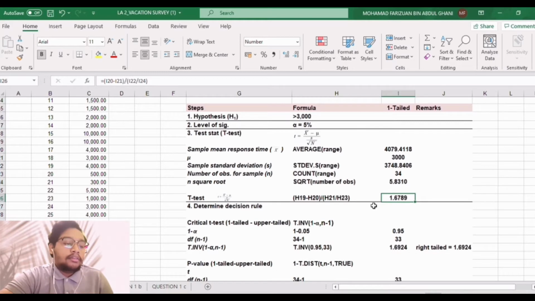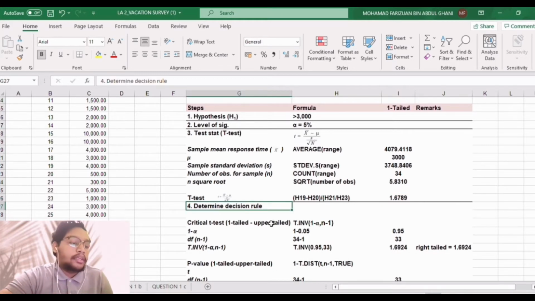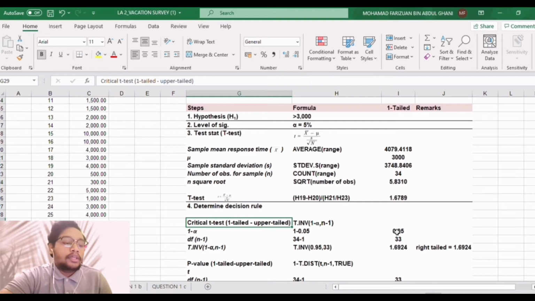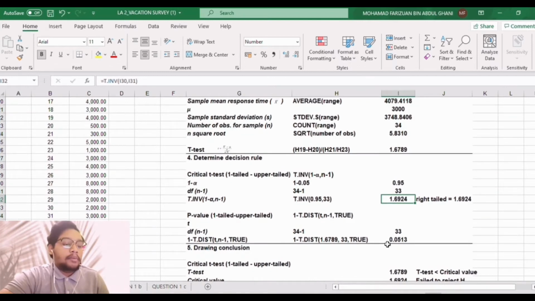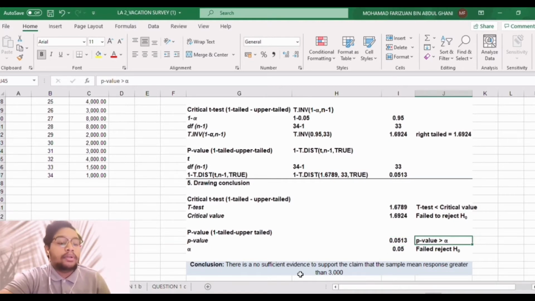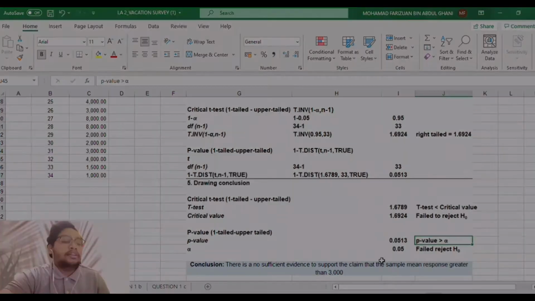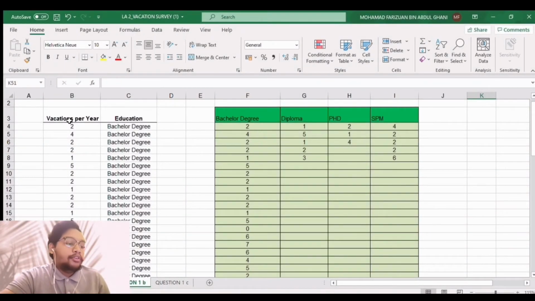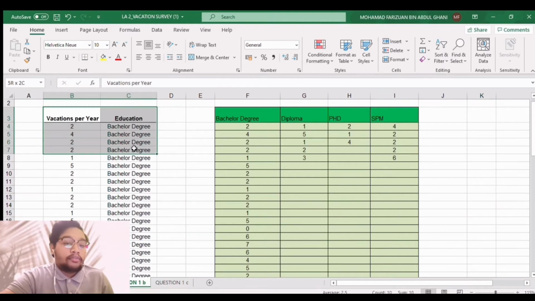Okay, to determine the decision rule, we need to find the critical t-value and the p-value. For the critical t-value, the formula is equal T.INV, and for the p-value, the formula is equal 1 minus T.DIST. So for the conclusion, we can see the critical value is greater than the t-test, and the p-value is greater than alpha. So the conclusion is there is not sufficient evidence to support the claim that the sample mean response is greater than 3000.